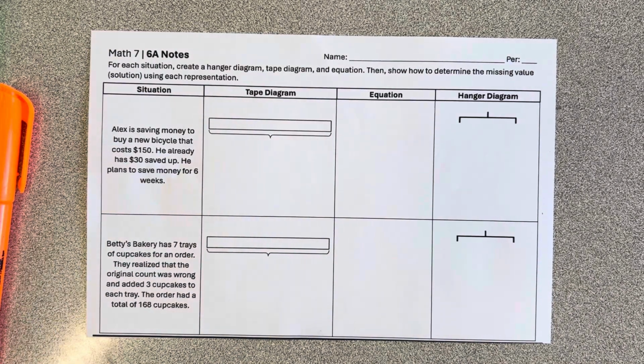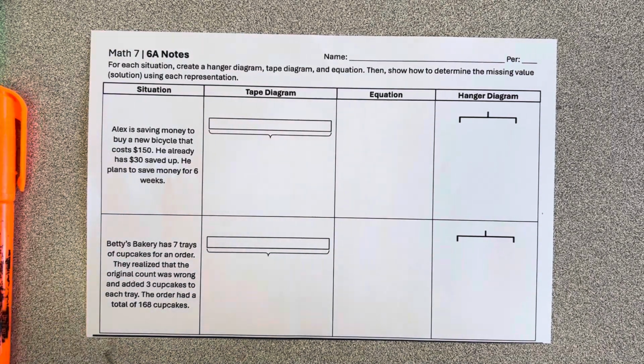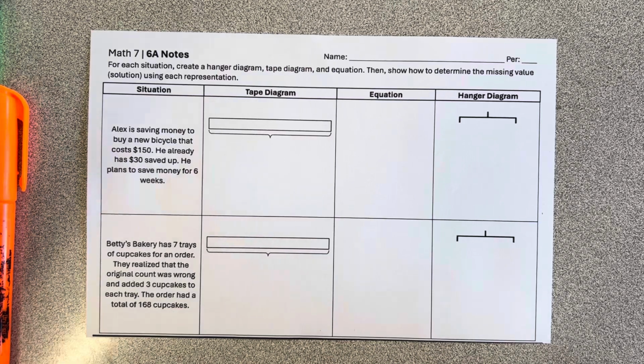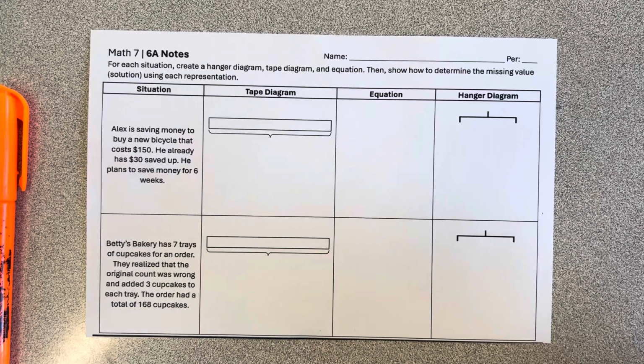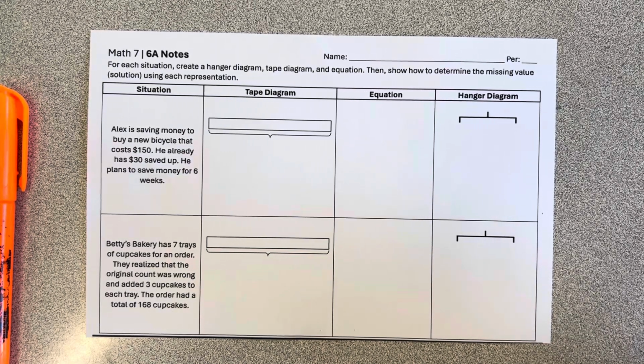For each situation, create a hanger diagram, tape diagram, and equation, then show how to determine the missing value, which is the solution, using each representation. Alex is saving money to buy a new bicycle that costs $150. He already has $30 saved up. He plans to save money for 6 weeks.